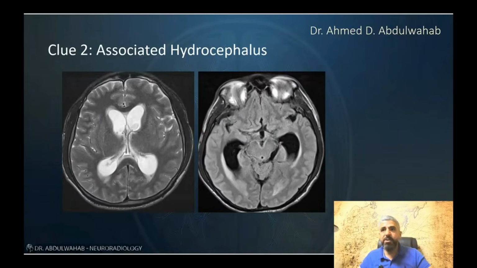Clue number 2, associated hydrocephalus. You can see here, there is hydrocephalus also, and there is increased transependymal flow. You can see here. Look at the consequences. The ventricles have expanded. The basal inflammation is blocking the CSF. This rapidly developing hydrocephalus is a major complication of basal meningitis. This patient needs urgent CSF diversion.